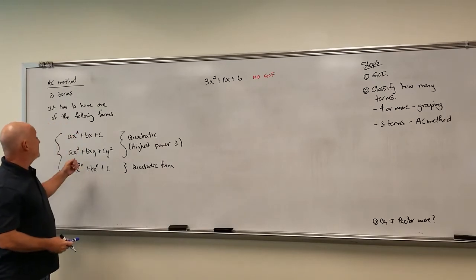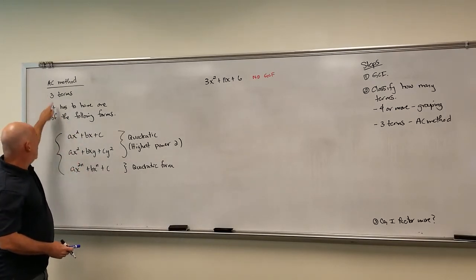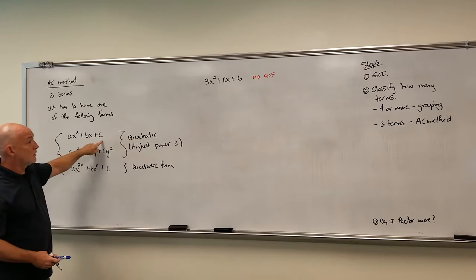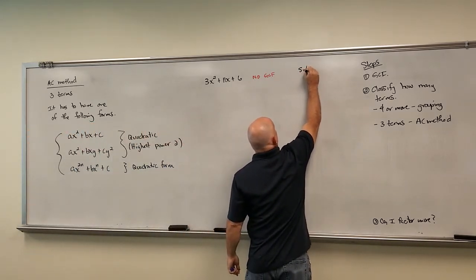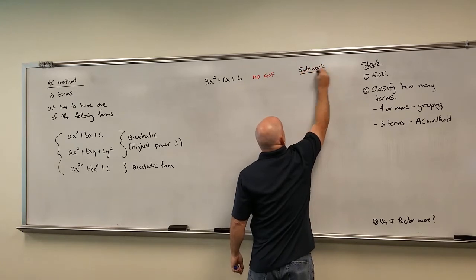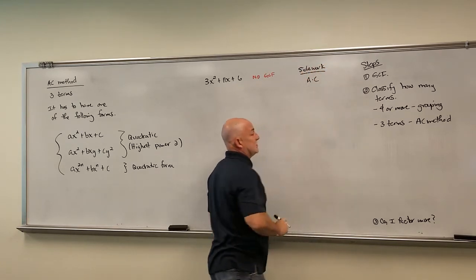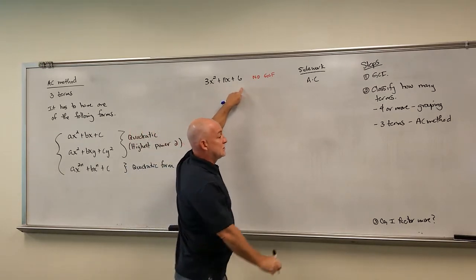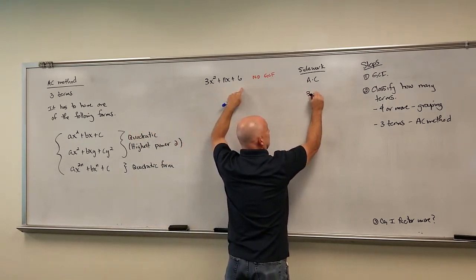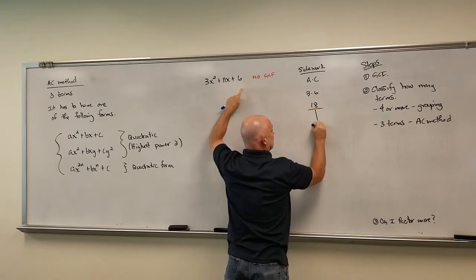That's where this AC method comes from. Now the AC, what we're going to do is some side work. We're going to go over to the side, and we're going to do A times C. In this case, our A is a 3 and our C is a 6. So we're going to do 3 times 6, which gives us 18.